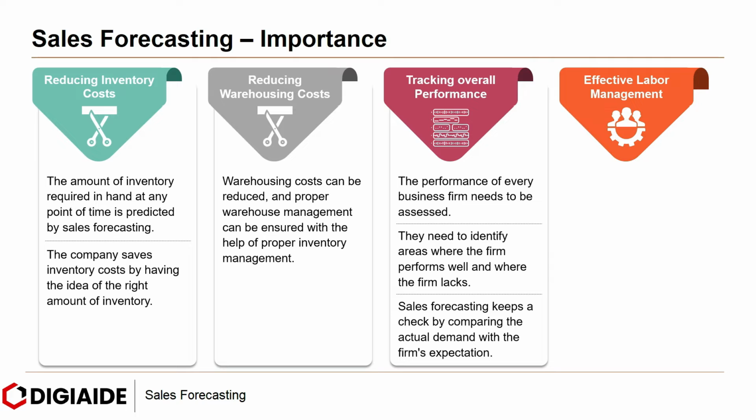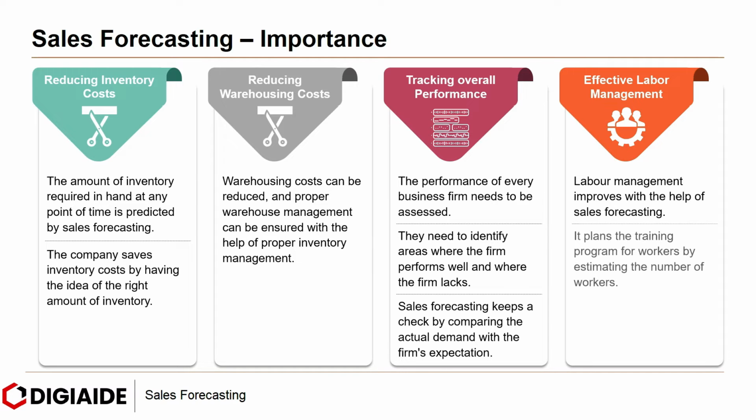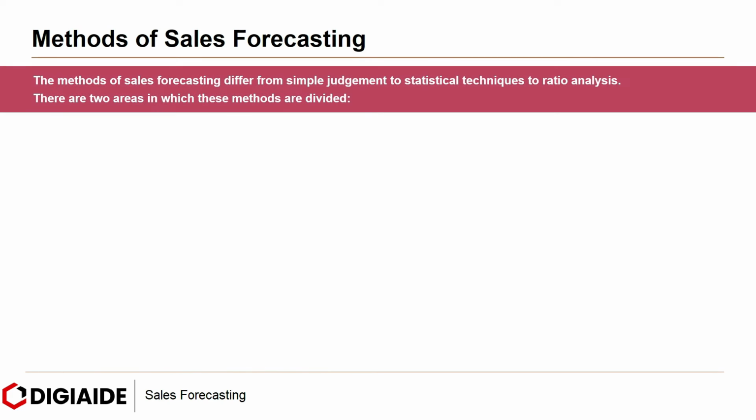And finally, effective labor management. Labor management improves with the help of sales forecasting. It plans a training program for workers by estimating the number of workers. Now moving on to the methods of sales forecasting. The methods of sales forecasting differ from simple judgment to statistical techniques to ratio analysis.